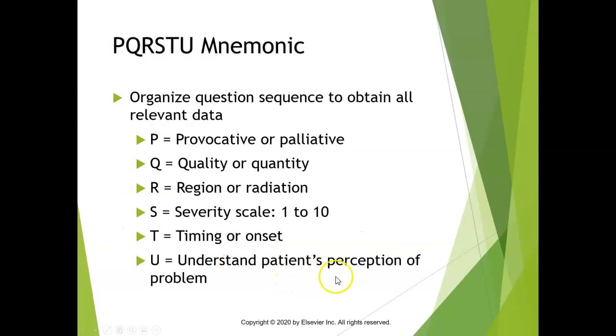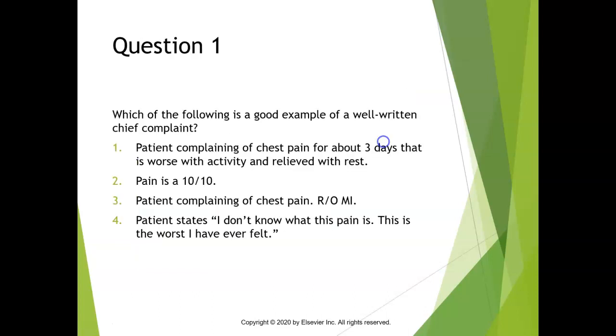Oh, I have it right here. So P is provocative or palliative. That's what makes it worse, makes it better. Q is quality. R is the region, where the location is, or does it radiate. S is severity. T is timing. And U is your understanding of the perception of the problem. I didn't realize I had it right here.